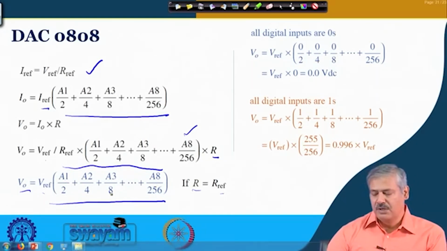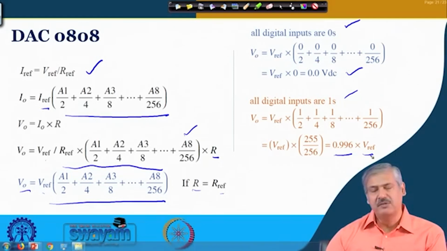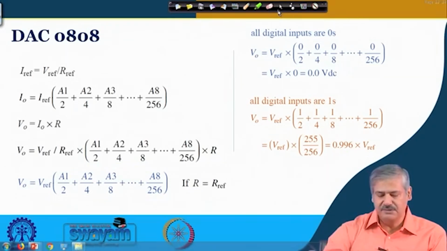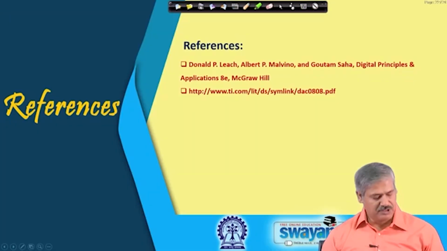So, if all digital inputs are 0, V naught will be 0 volt, and if all digital inputs are 1, then the output will be 255 by 256 into V reference. So, 0.996 into V reference, and if V reference is 10 volt, it will be 9.96 volt. Is it okay? Fine. So, this is how your DAC works.